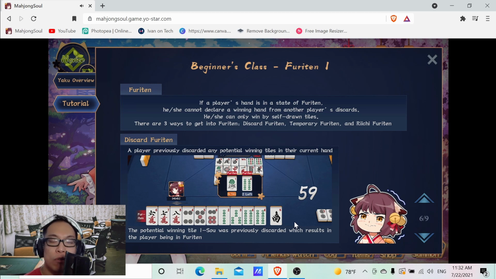I don't think you guys should focus on worrying about that right now. It's just something to keep in mind, because there could be times where you're in Furiten and you're like, why can't I win? You can still win in Furiten. You just have to make sure you have a Yaku and that you draw your winning tile.